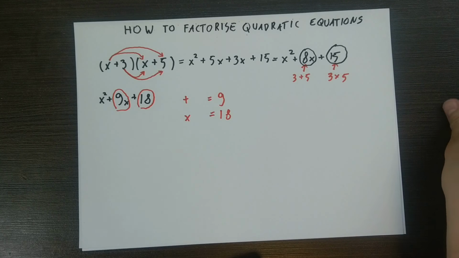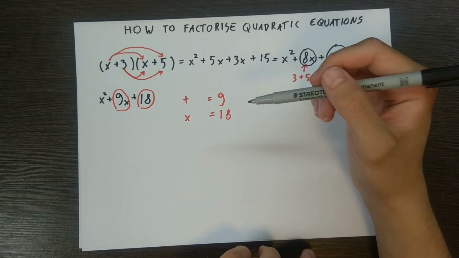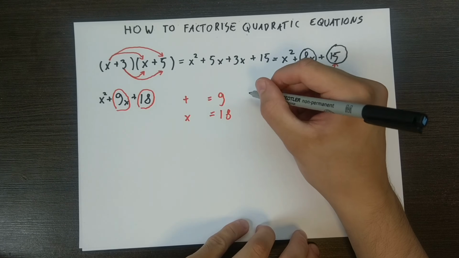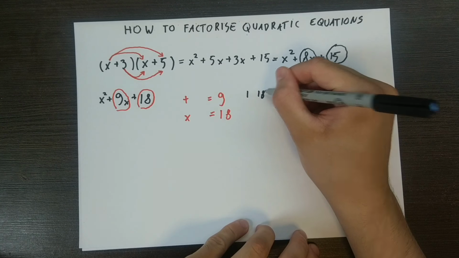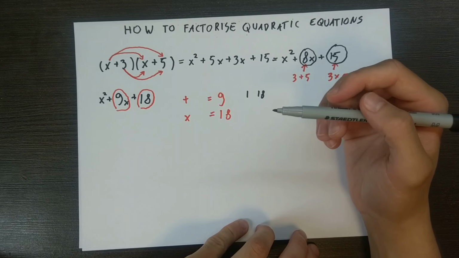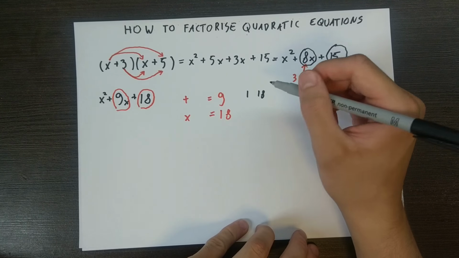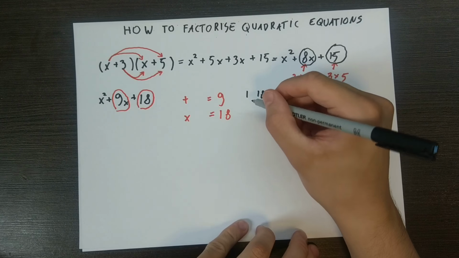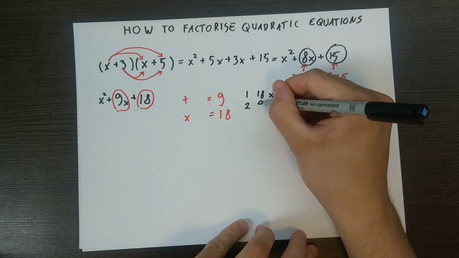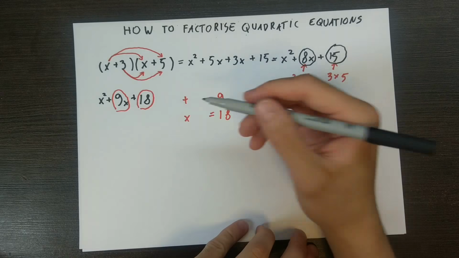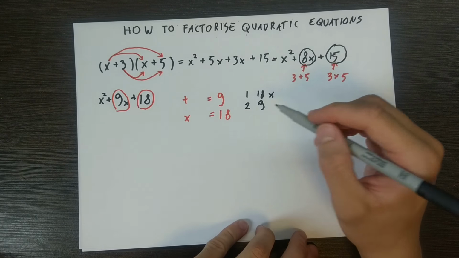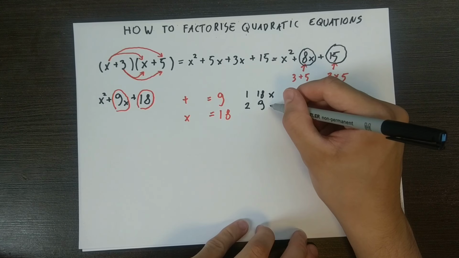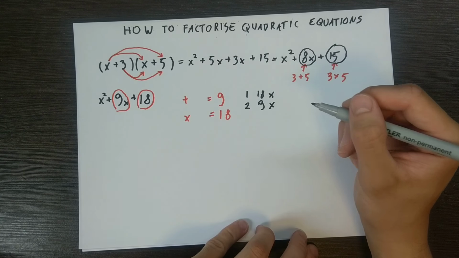So, what are our possibilities? We could try 1 times 18, which gives us 18. However, if we do 1 plus 18, that gives us 19, so it will not work. We could try 2 times 9. If we do 2 times 9, yes, it gives us 18. However, if we do 2 plus 9, that is going to give us 11. That's not going to give us 9. So that does not work.